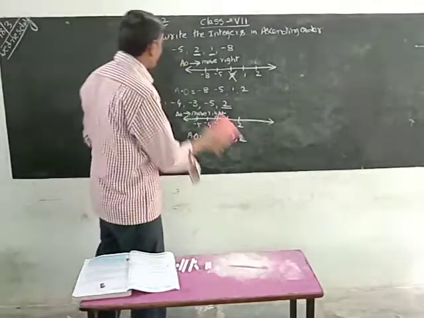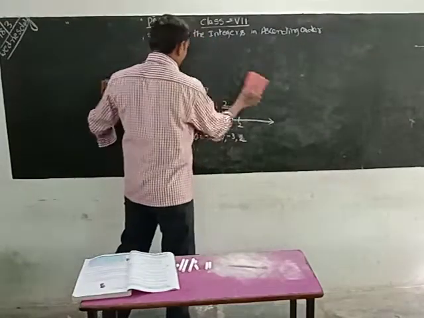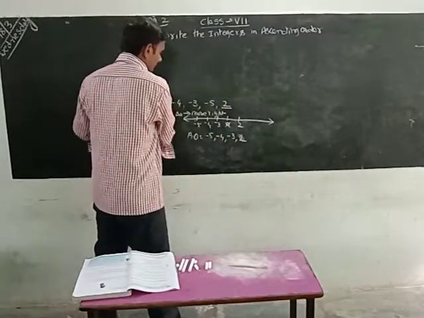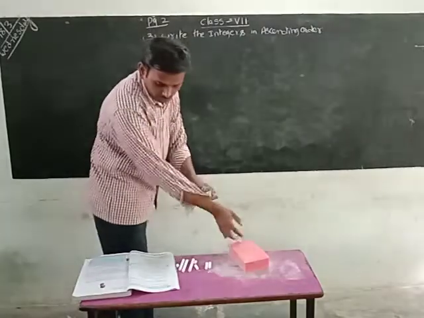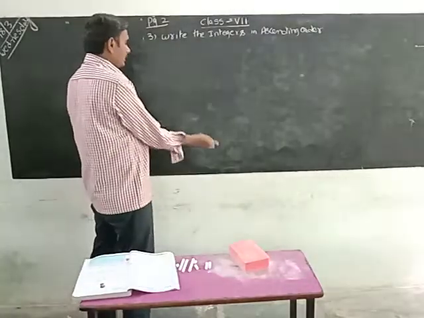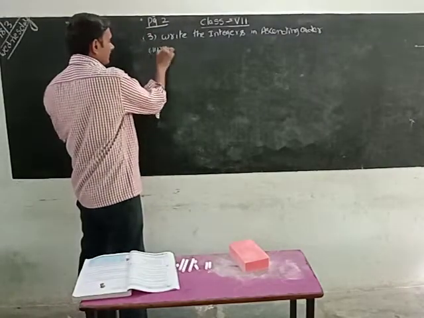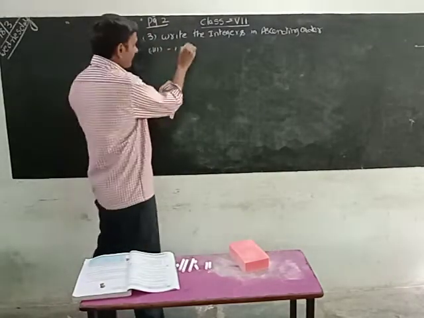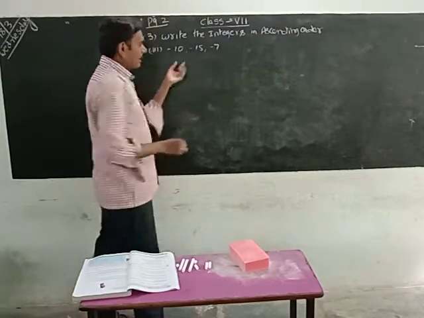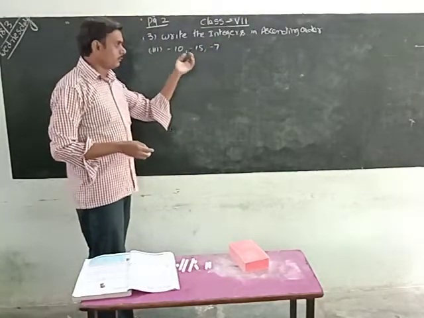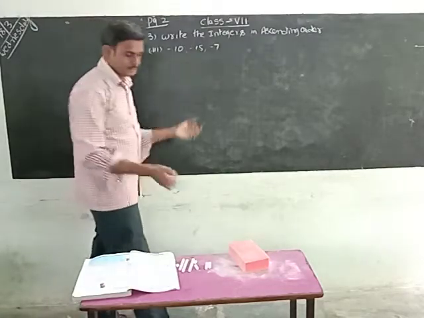We can do another one. One more sum is there. You can do it yourself. What is the question? Third one. Minus 10, minus 15, minus 7. Arrange in ascending order. I don't want to explain here. Do your work.